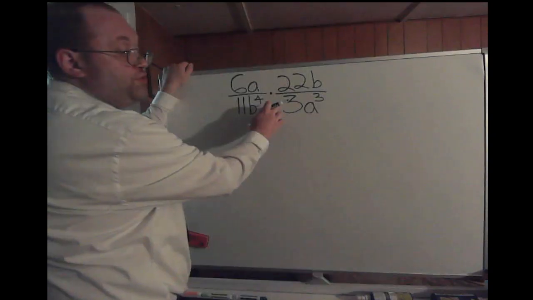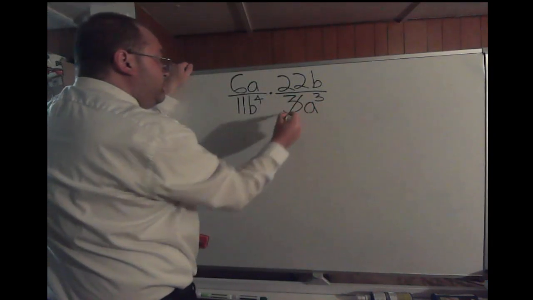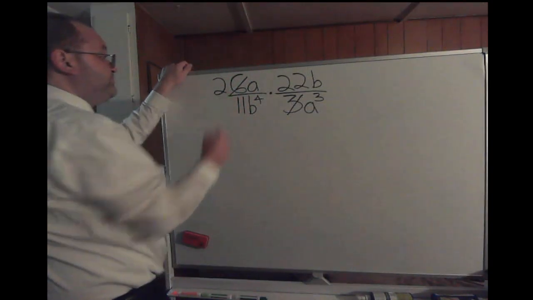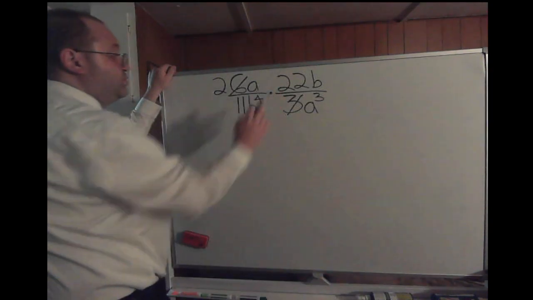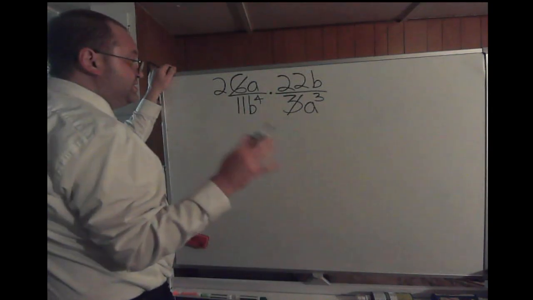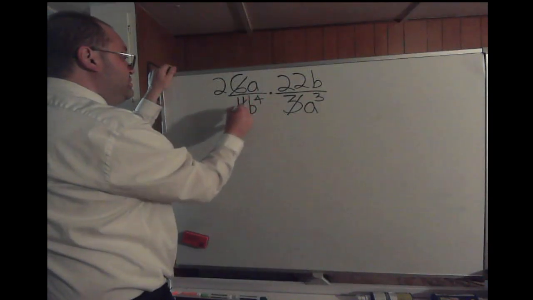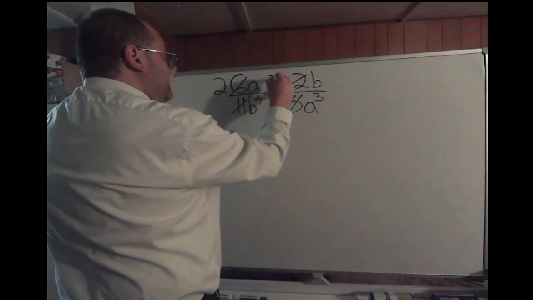Between 6 and 3, 3 is the greatest common factor. You divide 3 by 3, you just get 1. Divide 6 by 3, you get 2. So far you're down to 2a. Now let's deal with 11 and 22. Out of those, 11 is the greatest common factor, so you divide 11 by 11, you get 1. Divide 22 by 11, you would actually get 2.